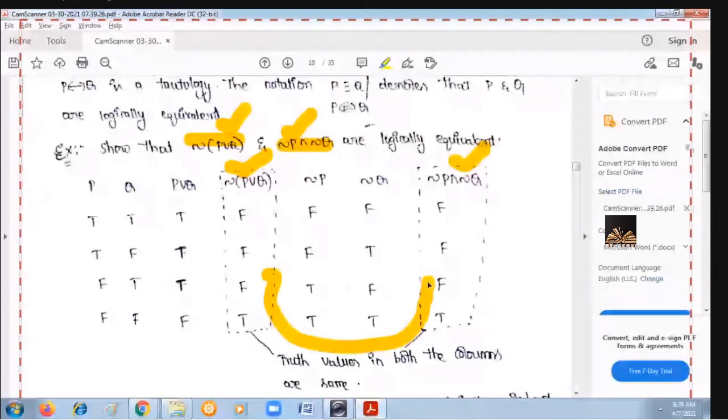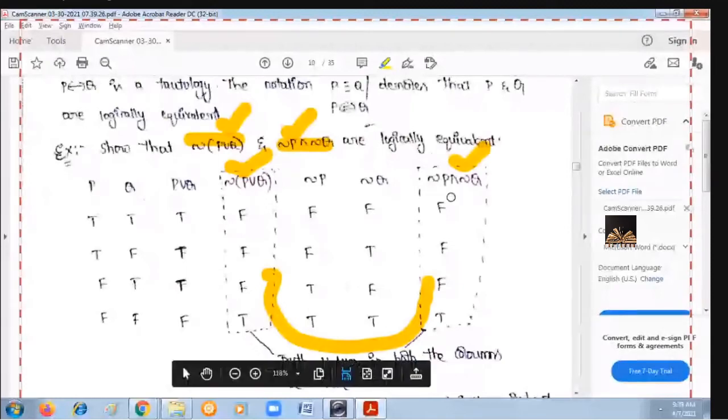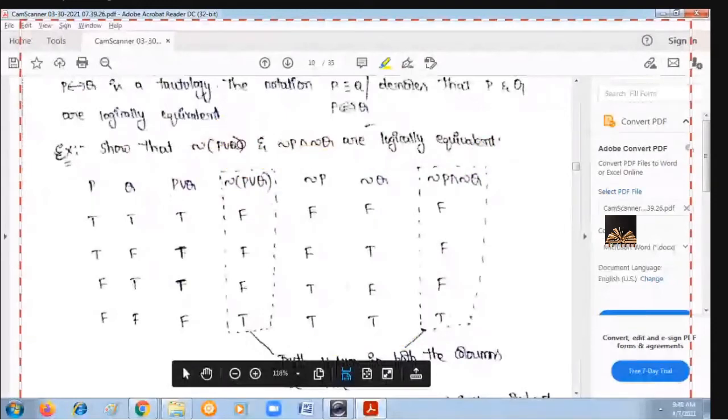Now when you observe here, you got 3 Fs followed by T for this combination of truth values. Here also you got 3 Fs followed by T. So when the truth values are same for all the combinations, then we can say that these two are logically equivalent. Clear? See one more example.